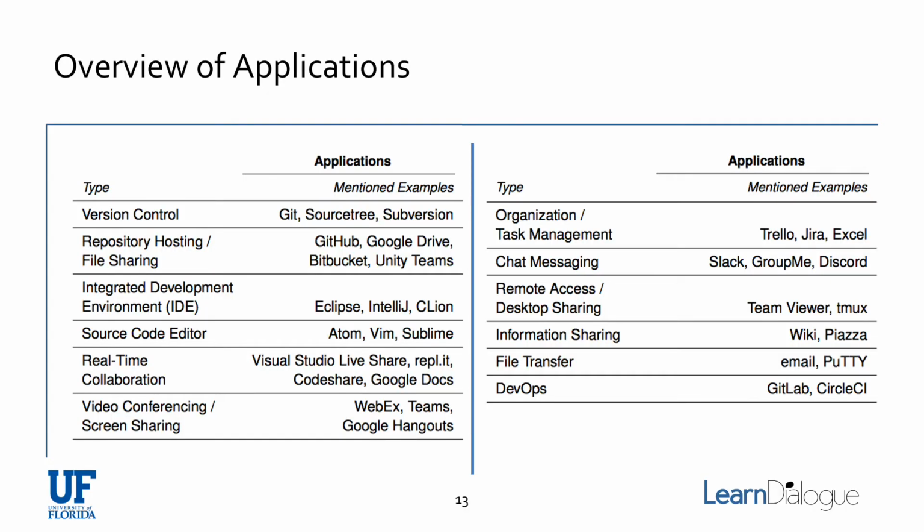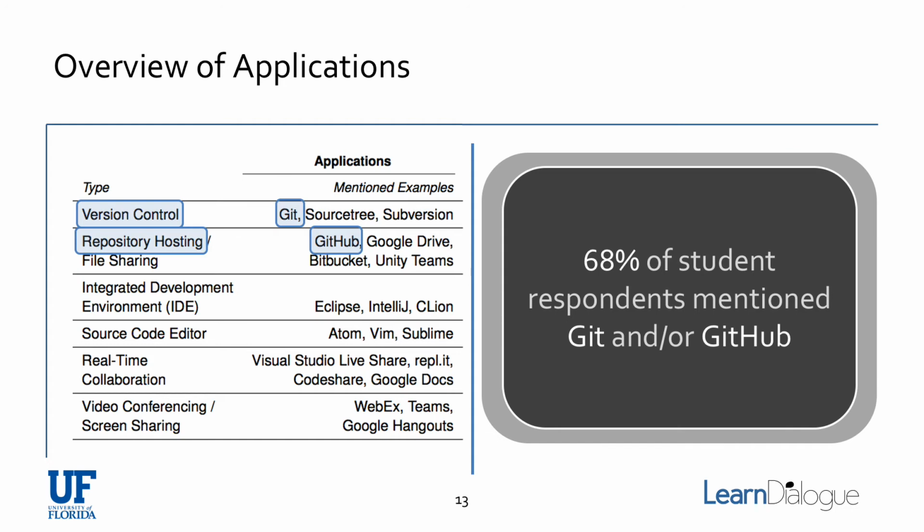Over 50 collaboration applications were mentioned by survey respondents. This table shows the range of application types mentioned with specific examples. Application types included everything from source code editors to chat messaging clients. The most popularly reported tools were those for version control, with 68% of students mentioning Git and/or GitHub specifically.